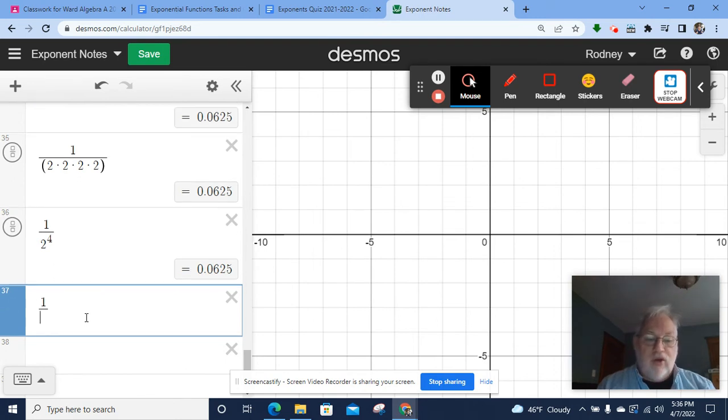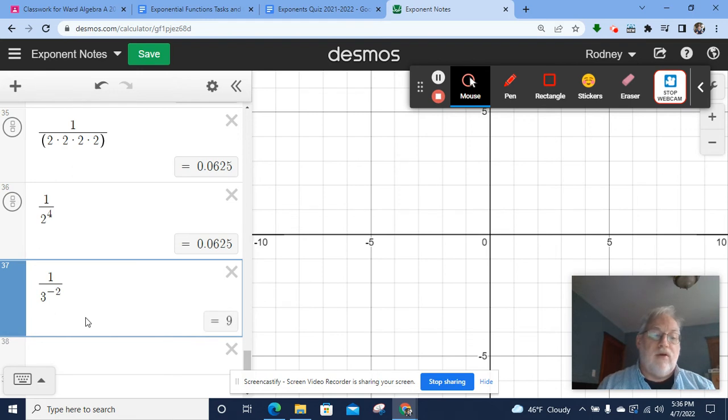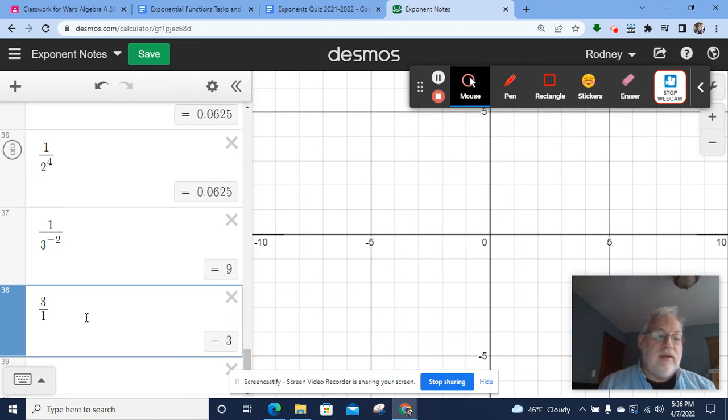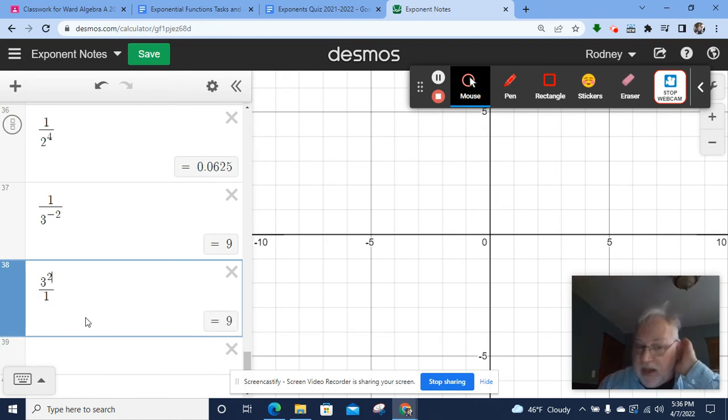I could say 1 over 3 to the negative 2 power, which is going to give me 9. If I move that 3 across the fraction bar, 3 over 1, and I make that to the positive 2 power, I get 9 as well. So anytime you move the exponential expression across the fraction bar, it changes the sign of the exponent. And the negative exponents flip or cause a reciprocal to happen.